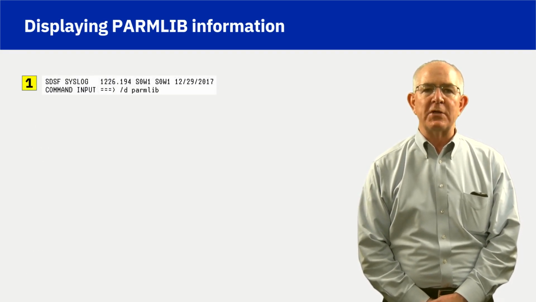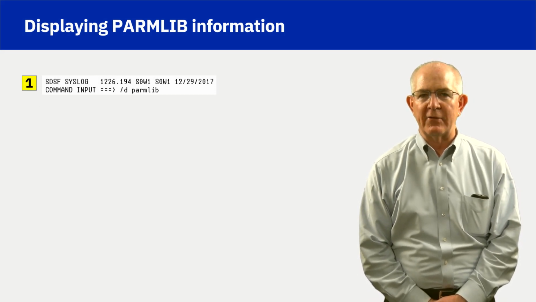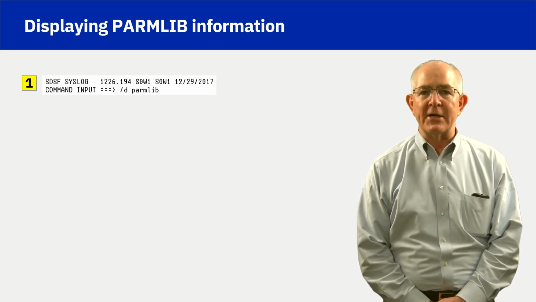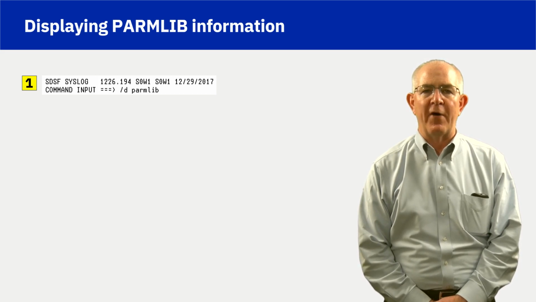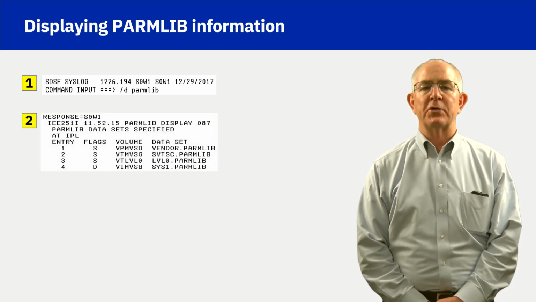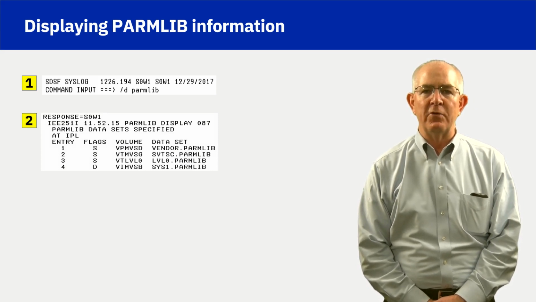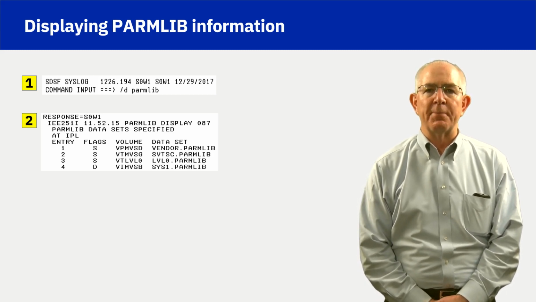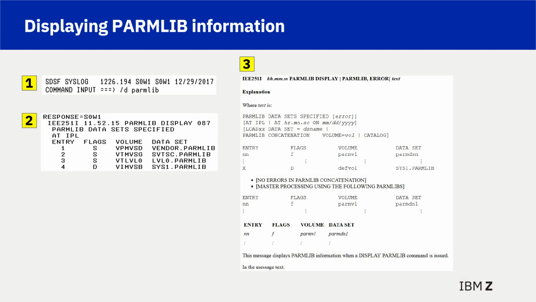The chart shows three separate snippets. One is using the SDSF console interface to enter a display PARMLIB command. The slash tells SDSF to pass what follows to MVS. The D is an abbreviation for display. Two is the response, which includes message ID IEE251I, followed by the command output listing the defined system parameter libraries. Three is a snippet from the z/OS messages manual. Looking up the command output message ID will explain the command output in detail.